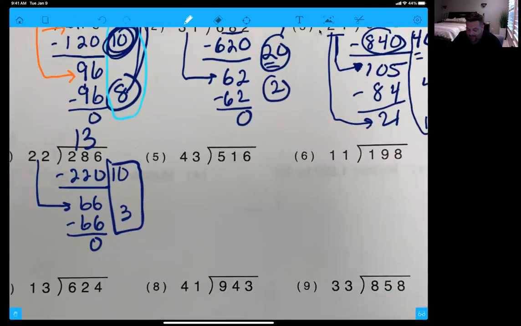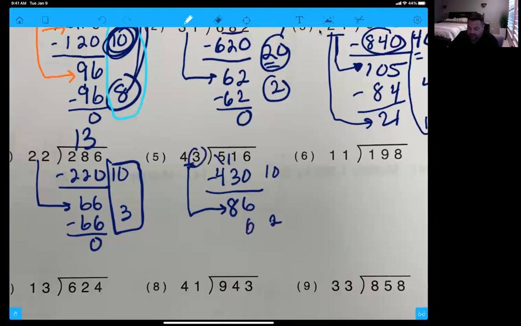Same thing for number 5. I can see that going times 10 is going to give me a number in the 400s. So that's probably pretty close. 430, subtract, regroup, 86. Now 43 into 86. I can double 43 and know that that's 2. 2 times this 3 is 6. 2 times this 4 is 8. That leaves us with 0 at the end. You would add these 2 and get 12. So that's how I want you guys to do these. Practice the rest of them on your own.